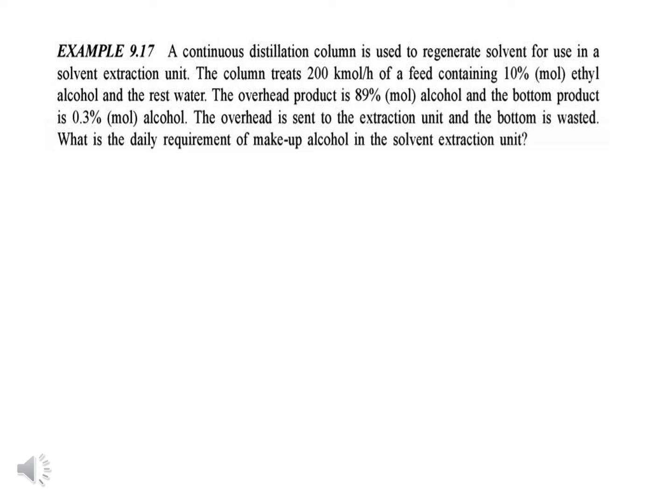During the distillation process, we are collecting the distillate. So the overhead product has 89 percent alcohol and the remaining 11 percent is water. And the bottom product has 0.3 percent alcohol, the remaining 99.7 percent is water. So the aim of the distillation is to separate the ethyl alcohol present in the water, so that we can use the distilled ethyl alcohol for the extraction unit.